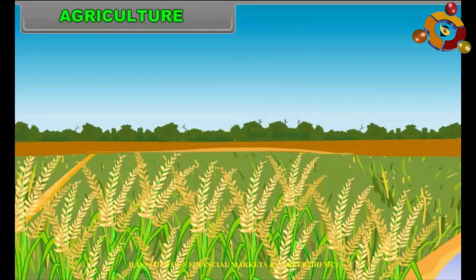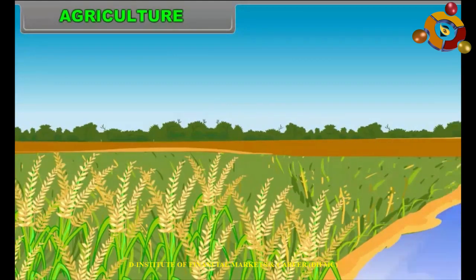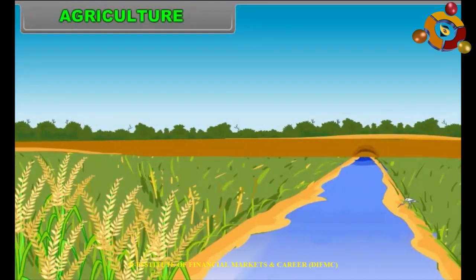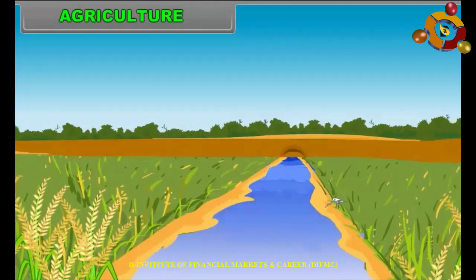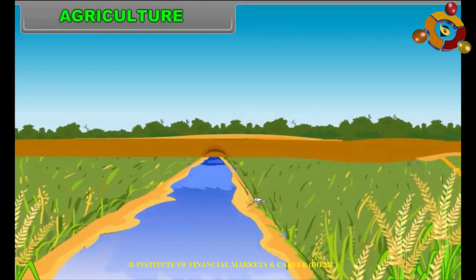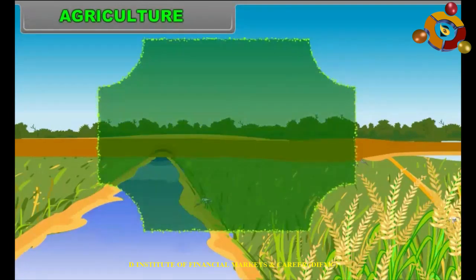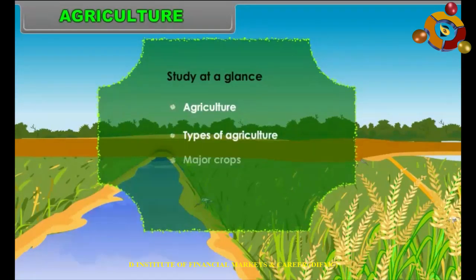Agriculture. Agriculture is the art and science of raising plant life from the soil. Agriculture is one of the oldest activities of humankind, and today it includes not only cultivation of crops but also domestication of animals. Agriculture is the most basic resource as it provides food, clothing and shelter to mankind. Study at a glance: agriculture, types of agriculture, major crops and development of agriculture.